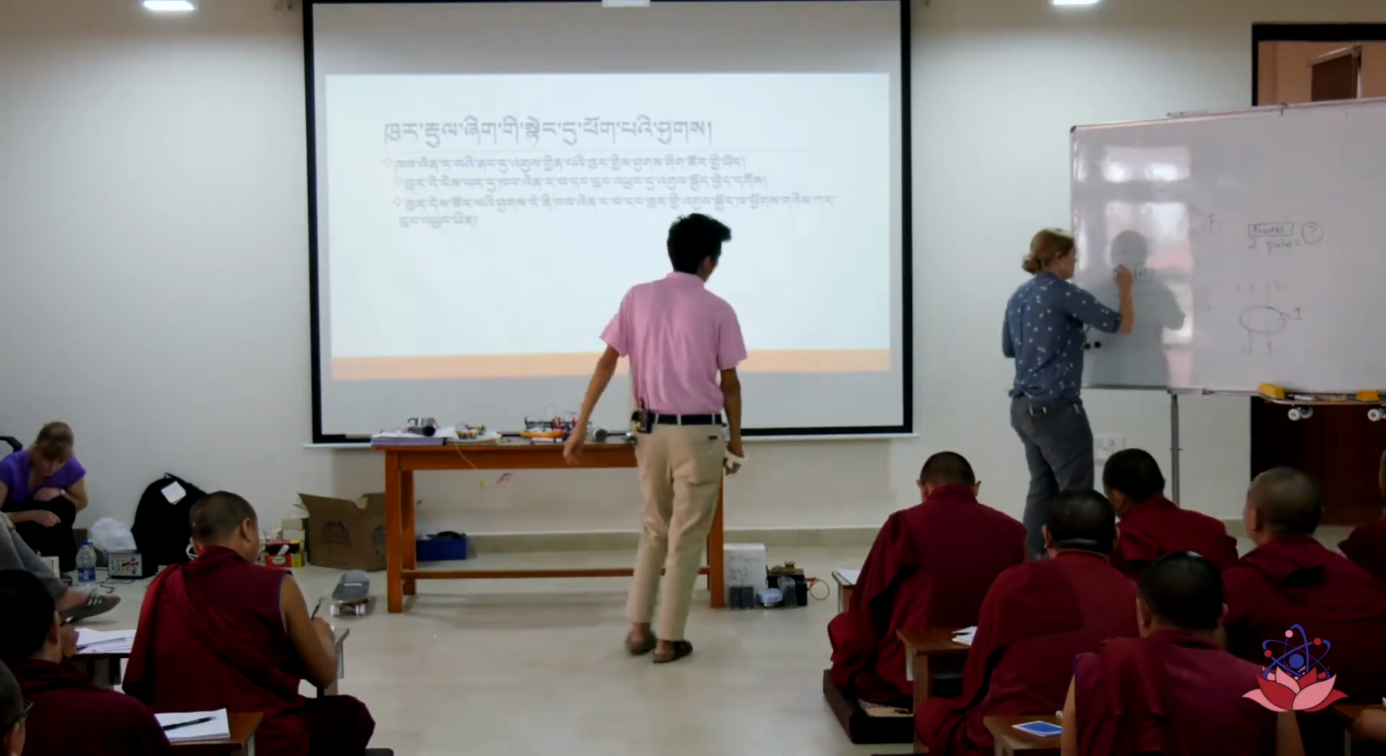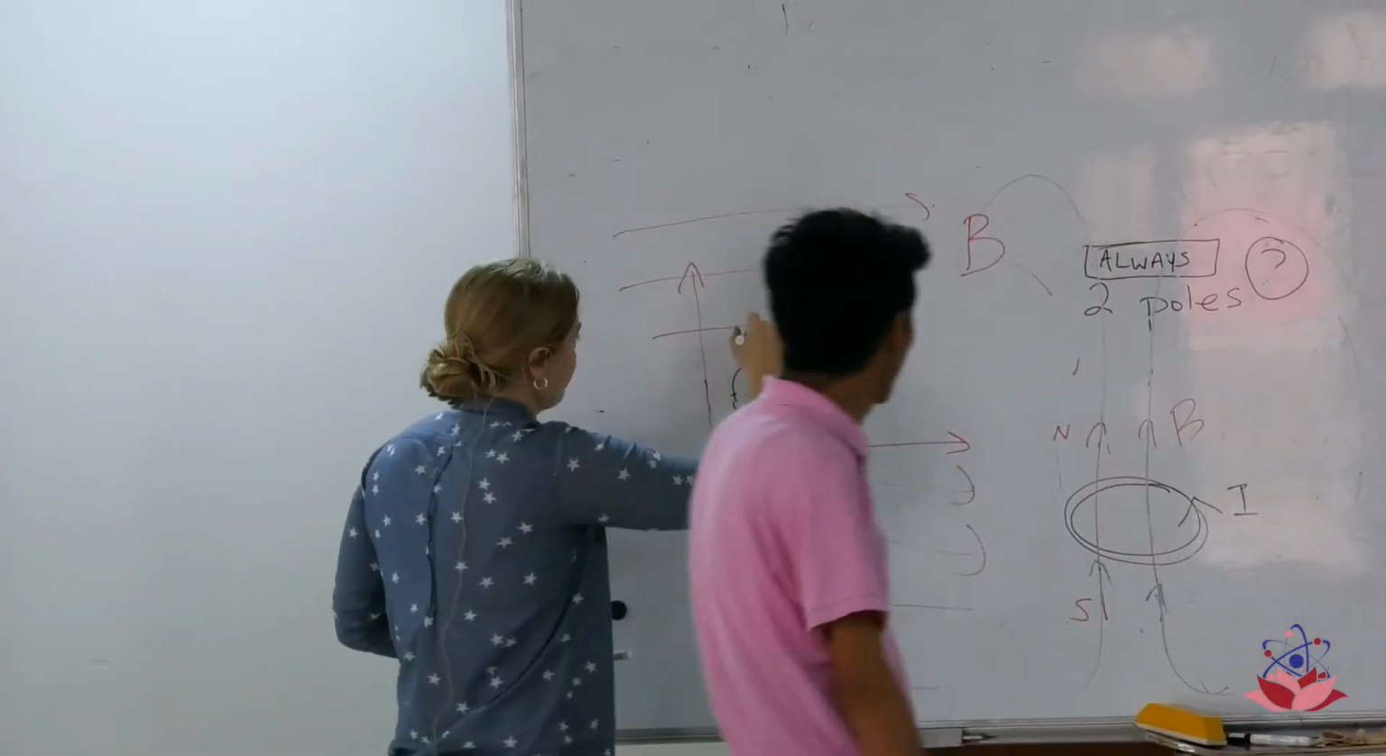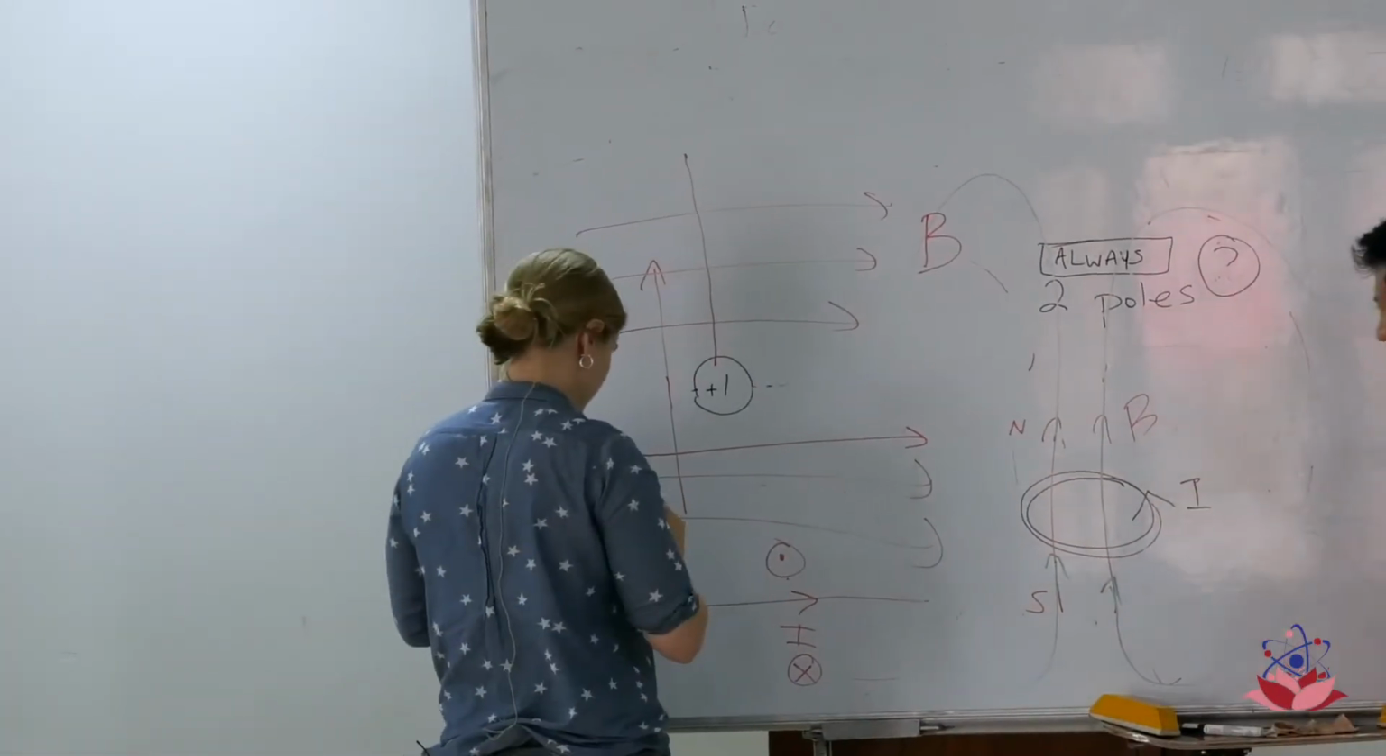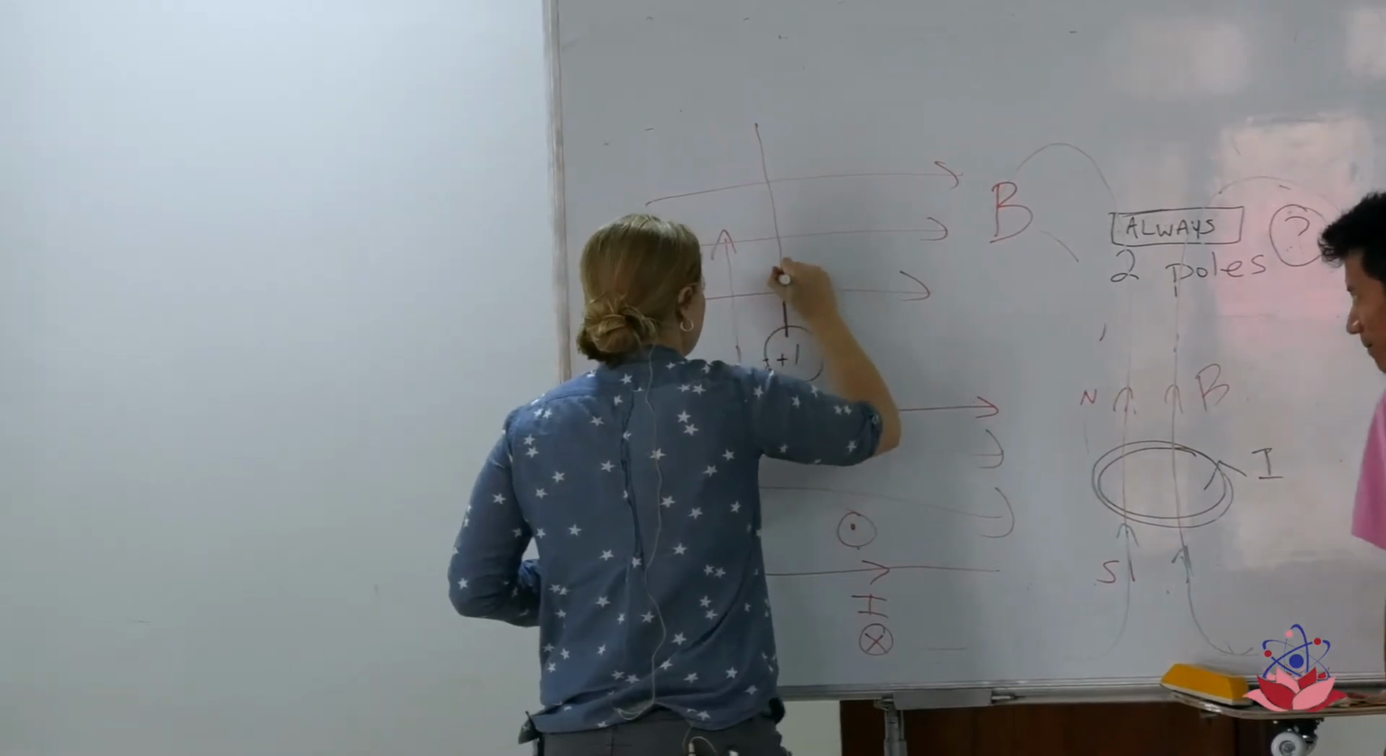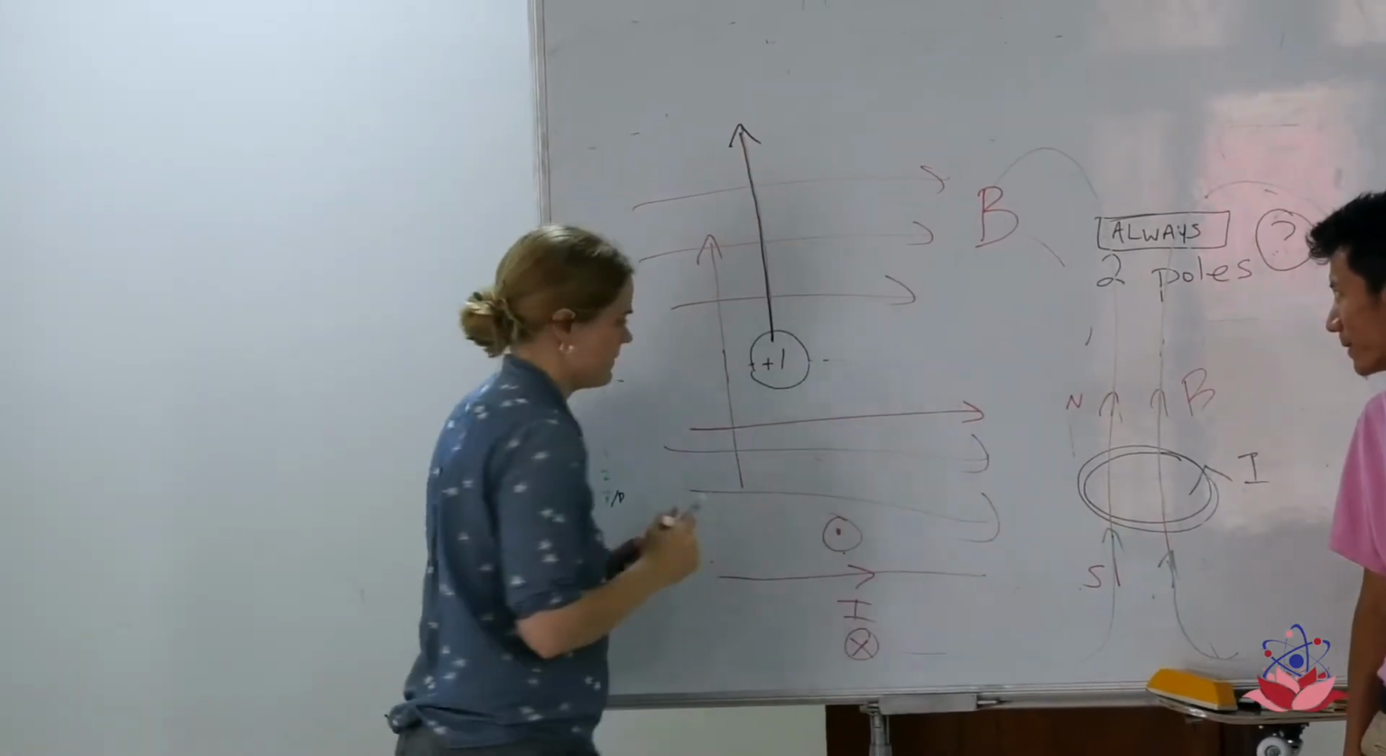Okay. So in that case, what if I were to move? Wrong color. What if this charge were to move this way?